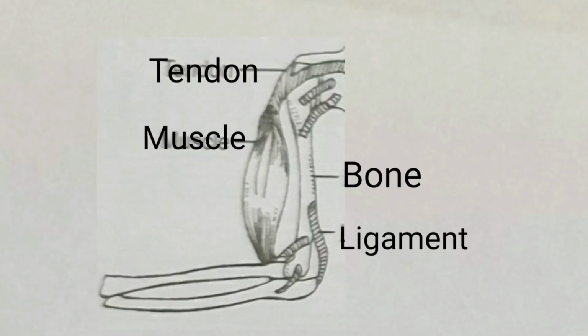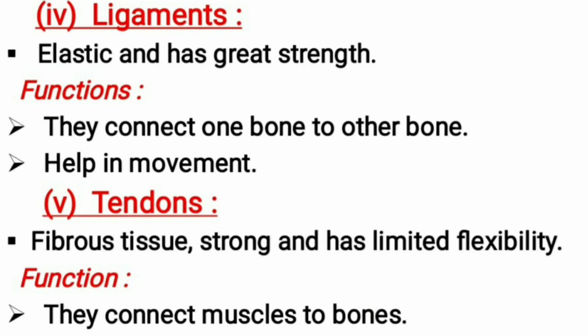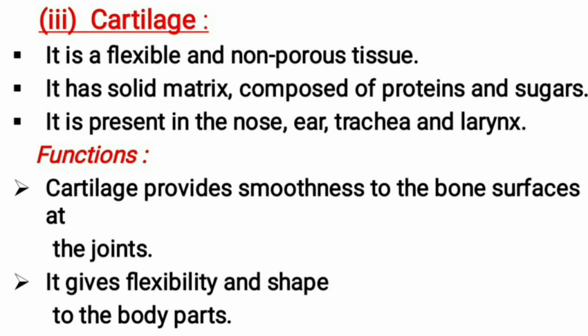Next connective tissue is the ligaments. They connect one bone to other bone. Then tendons. They connect skeletal muscles to bones. Next is cartilage. Cartilage provides smoothness to the bone surface at the joints. It is present in the nose, ear, trachea, and larynx.